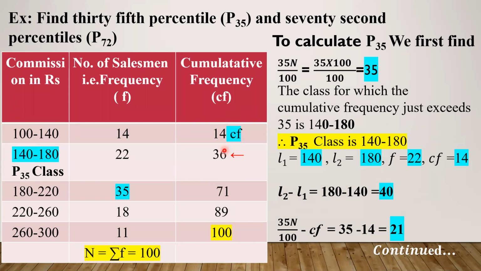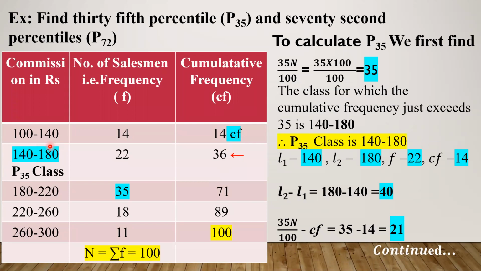So you move ahead, it is 36. Yes, it is bigger than 35. So put an arrow here. And see, it is for which class? It is for the class 140 to 180. So your P35 class is 140 to 180.